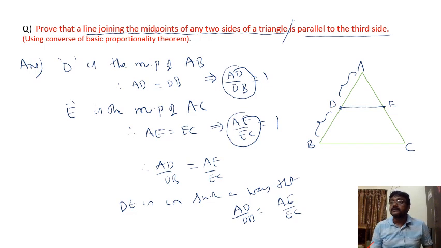Therefore, since the ratios are same, since the two sides are divided in the same ratio, by the converse of the basic proportionality theorem, we can say that this happens only if DE is parallel to BC. That's it. DE is parallel to BC because AD by DB is equal to AE by EC. So the ratios are same. So DE must be parallel to BC. Okay, right. Let's move further.